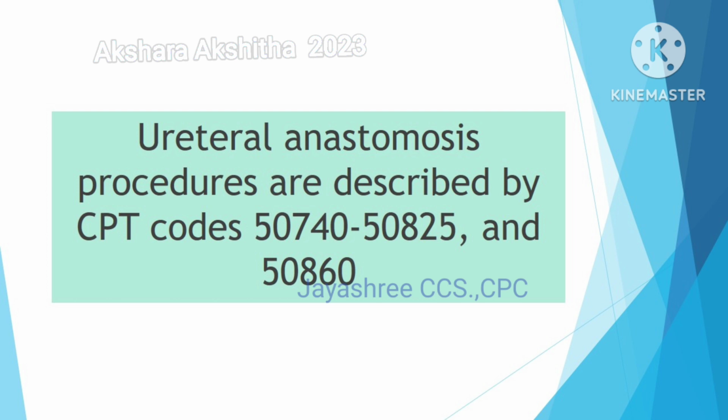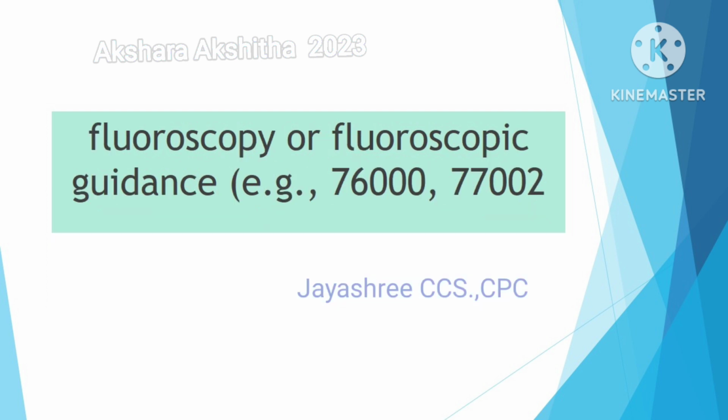Okay. Then next point is, whenever cysto-ureteroscopy or transureteral procedure is performed, all fluoroscopy guidance is included. We should not report the fluoroscopy procedure additionally. CPT codes are 76000 and 77002. Okay. Then 76000 is an integral component of all endoscopy procedures when performed.